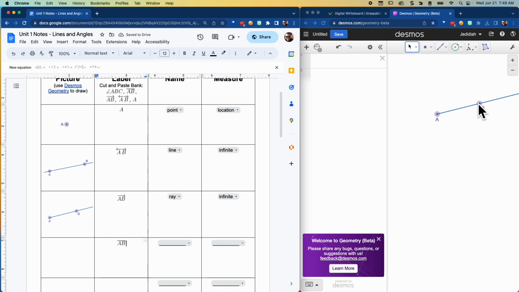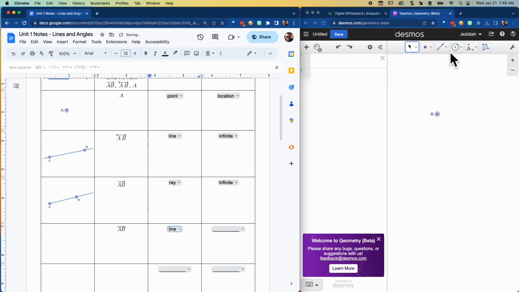And a segment is when you're, let's undo that. We'll just undo the B there. A segment is when it stops on both sides. So it's just that distance in between the two things. So I'm gonna go over here, and this one's gonna be half of what we're looking at today.